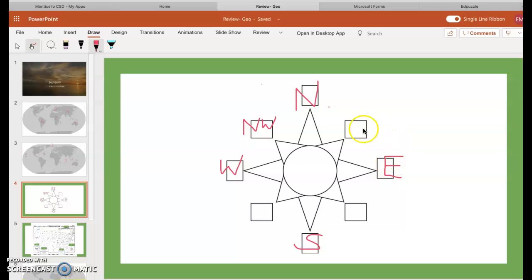Now, what's to the north of east? Northeast. Now, what's to the south of east? Southeast. And what's to the south of west?